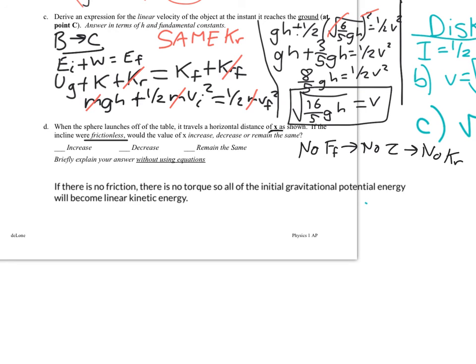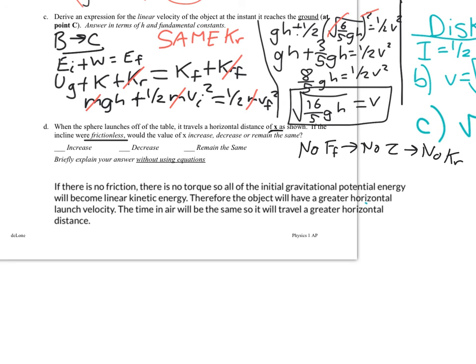It would have a greater linear speed at point B, which means when it launches, that horizontal launch velocity would increase. And since it's the same height, it's going to travel in air the same amount of time, but because it's traveling faster, it will travel further, and therefore that distance will increase. But the key really is that all of the gravitational potential energy now becomes kinetic, therefore it launches at a greater speed, but is in the air for the same time, so it travels further.